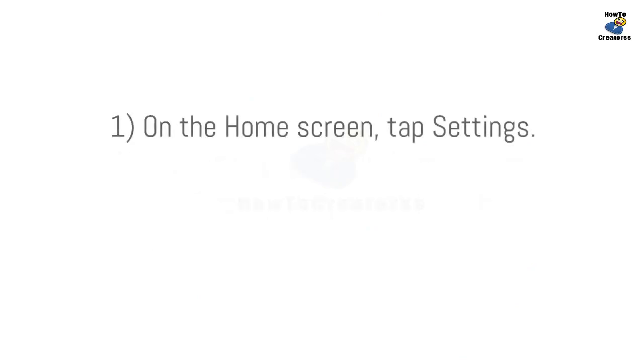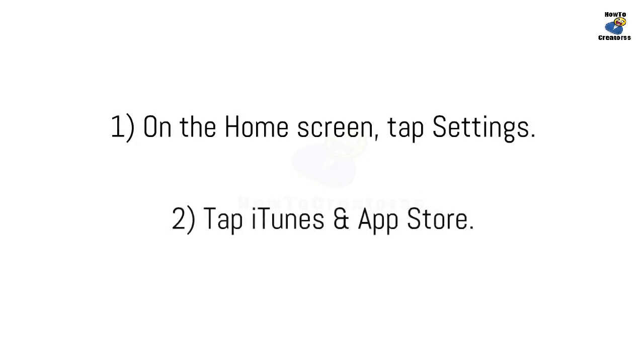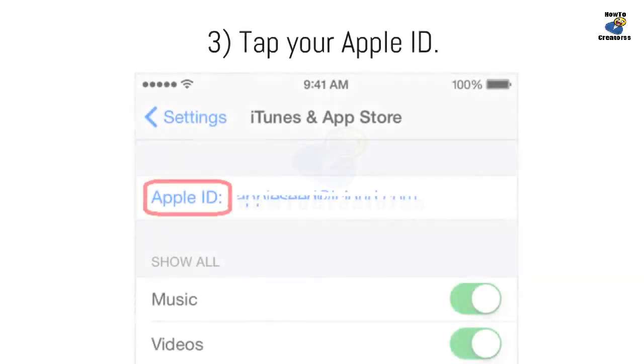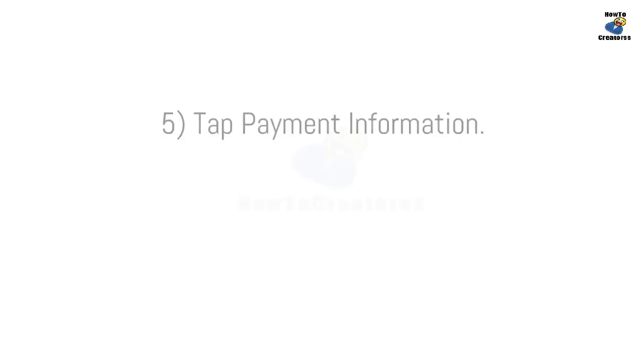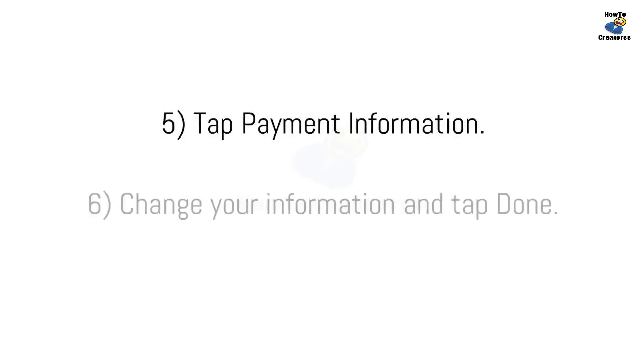On the home screen, tap Settings. Next, tap iTunes and App Store. Tap your Apple ID. You might need to sign in with your Apple ID. Tap View Apple ID. Tap Payment Information. Change your information and tap Done. After you change your payment information, the iTunes Store places an authorization hold on your credit card.